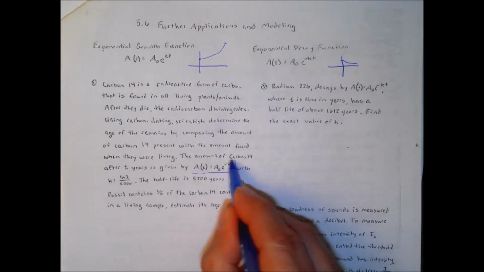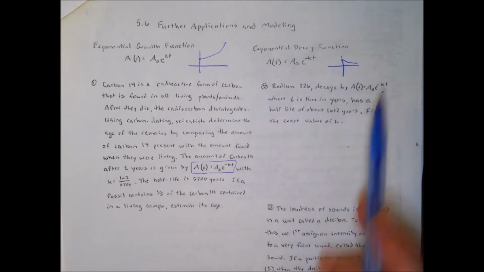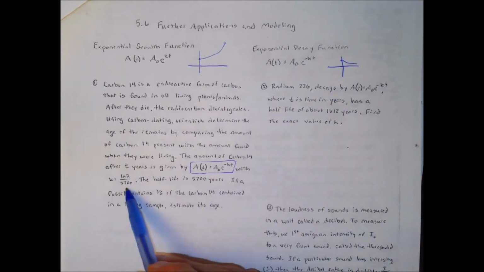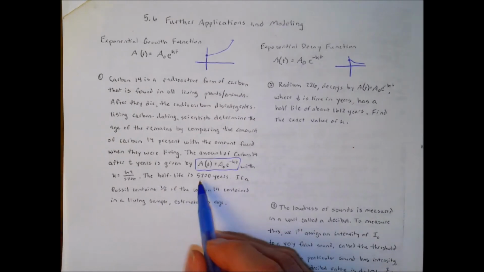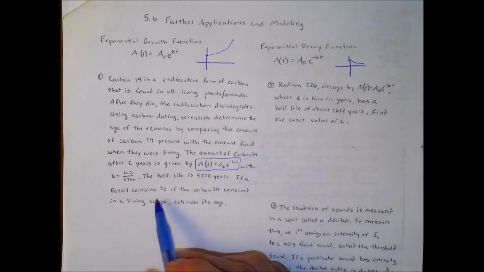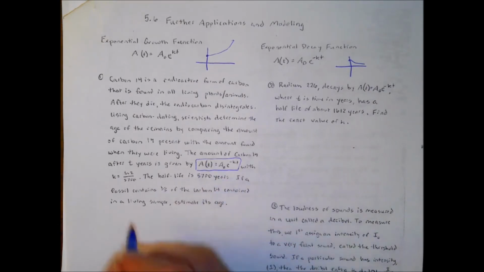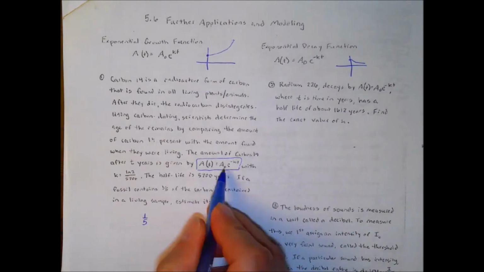So you can see that this is the decay function, right? We start with a certain amount and it decays over time, with our constant being this one, because our half-life, when we have half of the substance left, is 5,700 years. If a fossil contains 1/5 of the carbon that it contained when it was living, estimate its age. Okay, so by using this equation, our end amount here is 1/5 of what we started with.